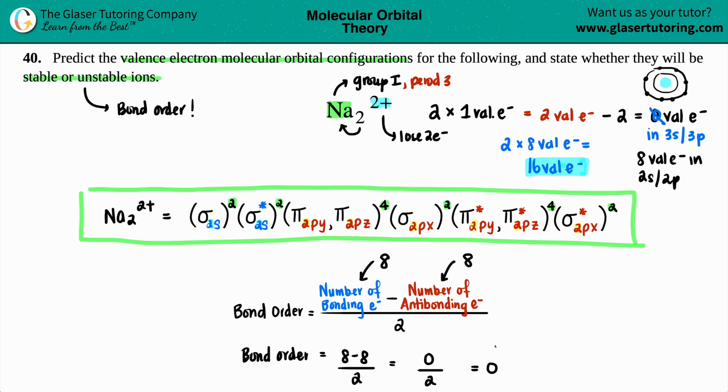But what does this actually mean? Well, if you have a bond order that's equal to 0, that means that literally there is no bond that is going to be formed here because it is not stable. So if you have a bond order of 0, no bond.